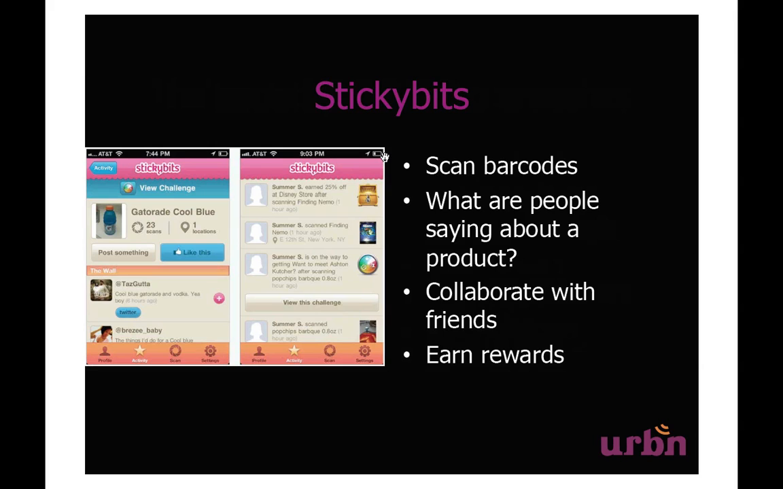It's more around objects rather than places. So Sticky Bits allows you to scan barcodes. So it might be a soft drink can or a book, and then you can look at, well, what are people saying about that product? So you can read reviews, you can add your own comments to it. Obviously particularly useful in terms of books and things like that. You can collaborate with people.